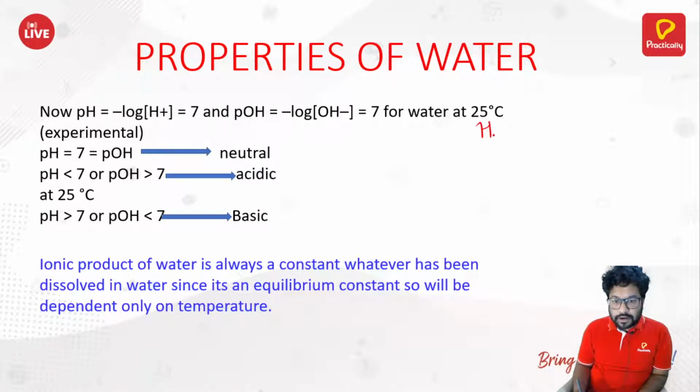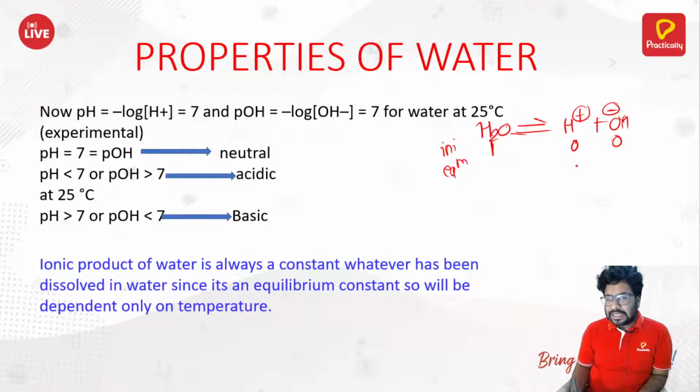See, this is water. The water will dissociate like this, into H plus and OH minus. Initially we don't know how many moles it has. Suppose it has one only, and the products are 0, 0. Now at equilibrium, the products are somewhere like C alpha, and this is also C alpha. This is 1 minus alpha.